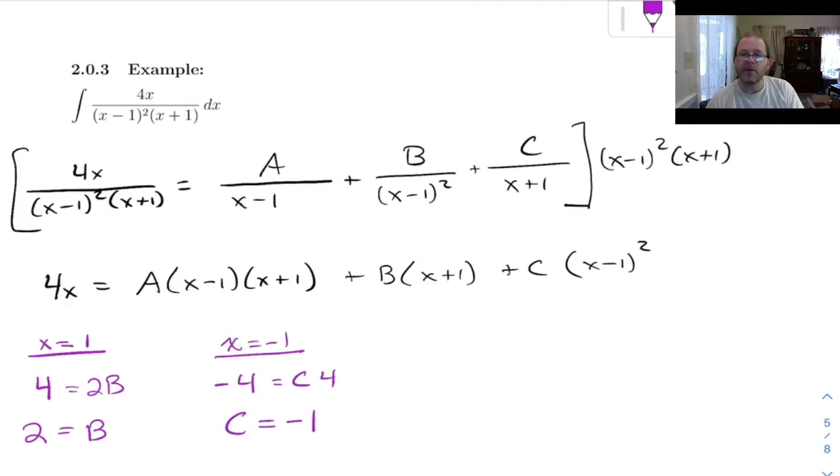And now we've still got to figure out what A is. So I could multiply all this stuff out and get what we need, but I'm going to be somewhat lazy and not multiply it all out. Let's just look at the coefficient of x squared. All right, on this side over here, the coefficient of x squared is 0.